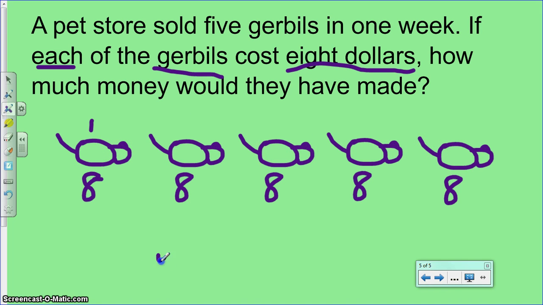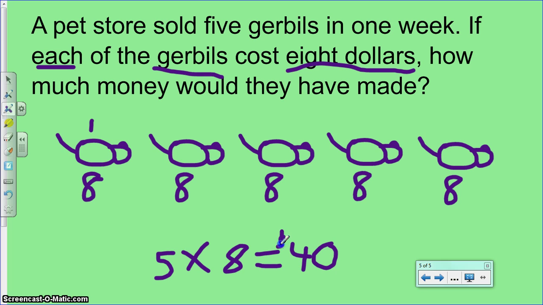So I have 5 gerbils times 8, because they cost $8 each, equals 8 plus 8 is 16, plus another 8 is going to give me 24, plus another 8 is 32, plus one more 8 is 40. 5 times 8 equals 40. So they made $40 off of those gerbils.